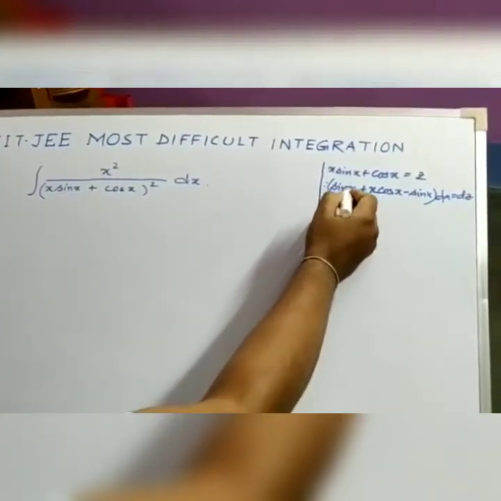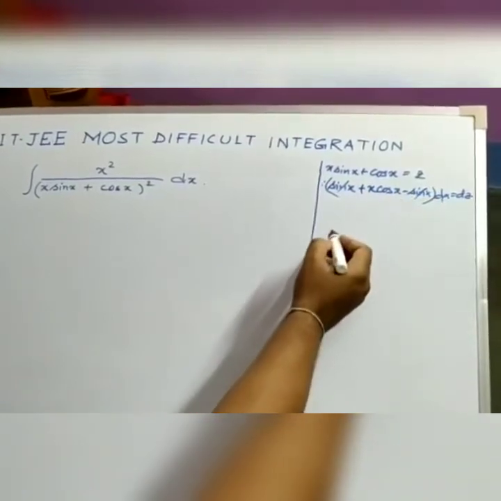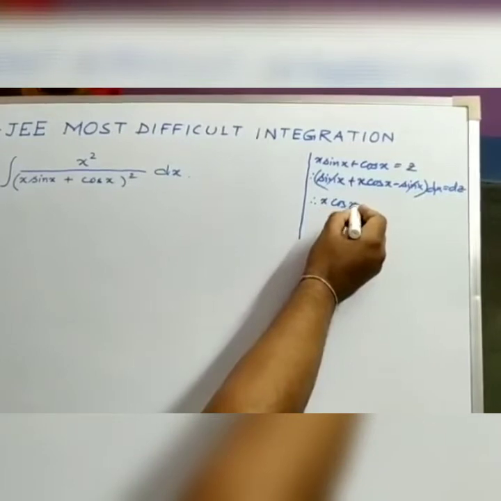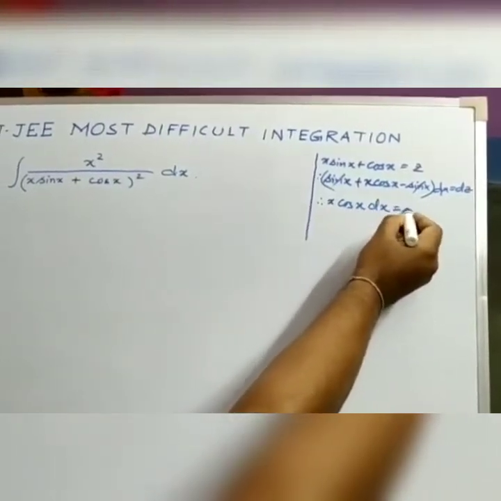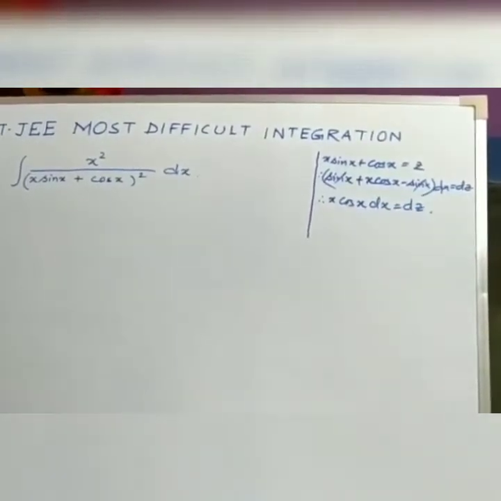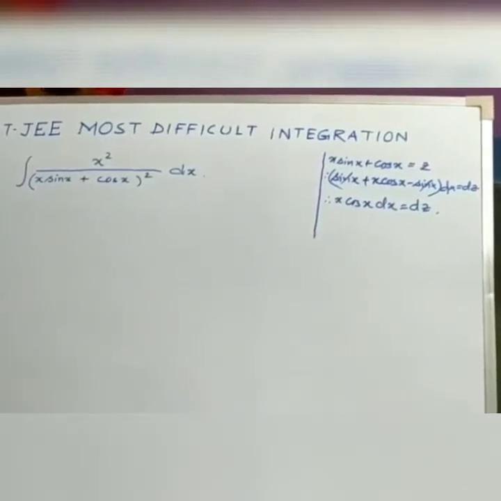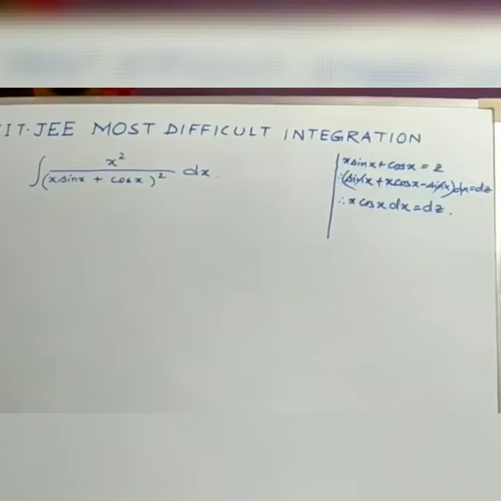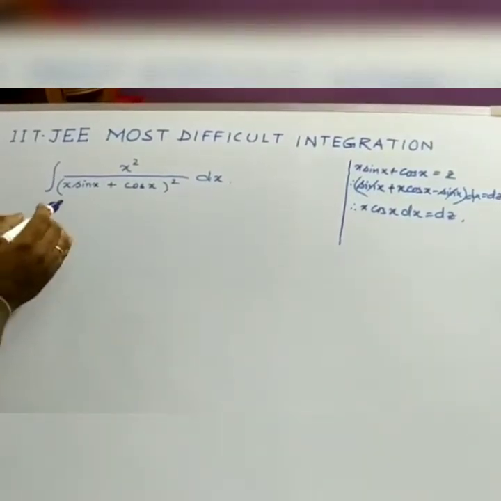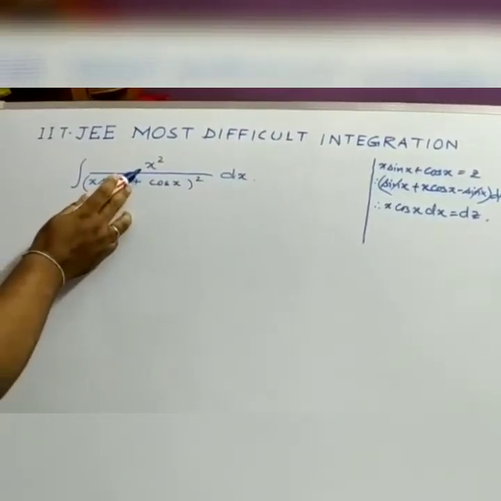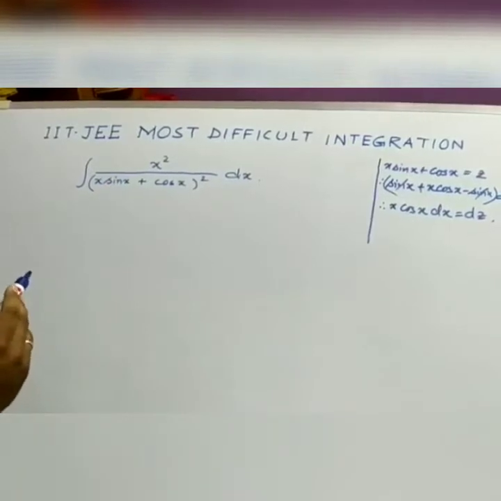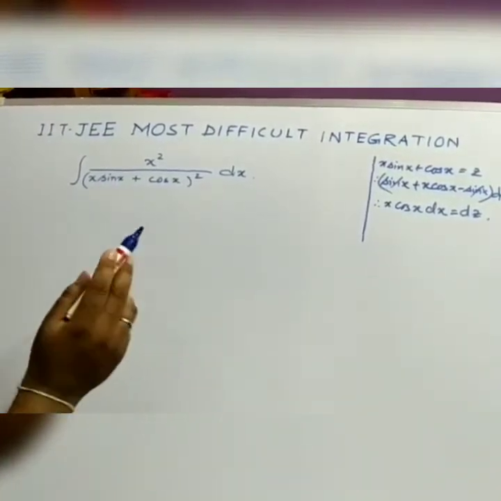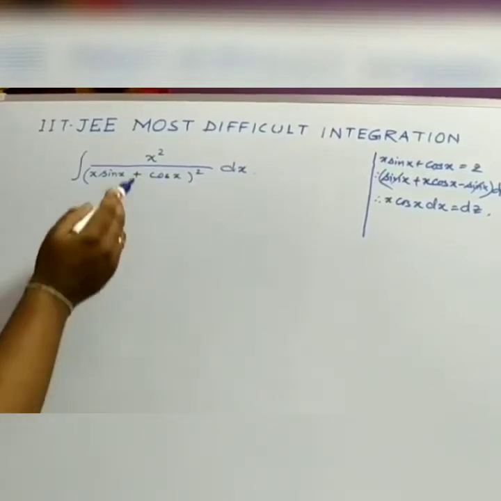Okay, you can see here sin x and minus sin x both cancel. So what remains? x cos x dx equals dz. Now coming to the question, you can see in the numerator is only x square, but we have got that x cos x dx. So that x cos x dx we need in the numerator part. So how to make that?